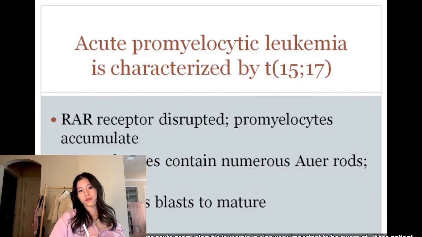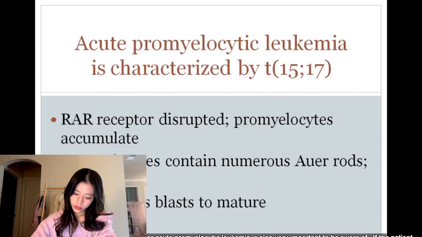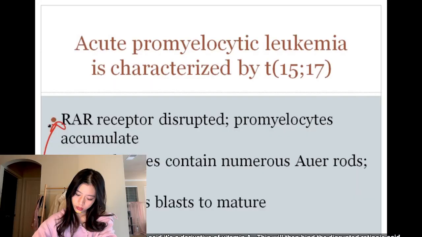The treatment for acute promyelocytic leukemia is also very important to be aware of. If the patient is given ATRA, which is all-trans retinoic acid, a derivative of vitamin A, this will bind the disrupted retinoic acid receptor and cause the blasts to mature and become neutrophils. And of course, that would alleviate the leukemic burden in that particular patient. So these are all very high-yield principles.